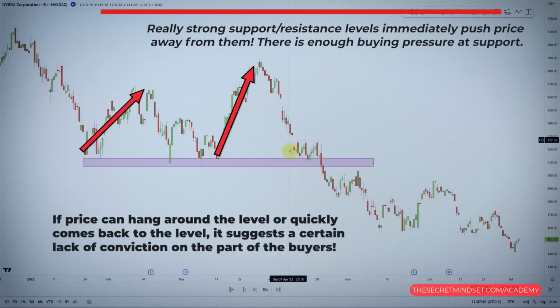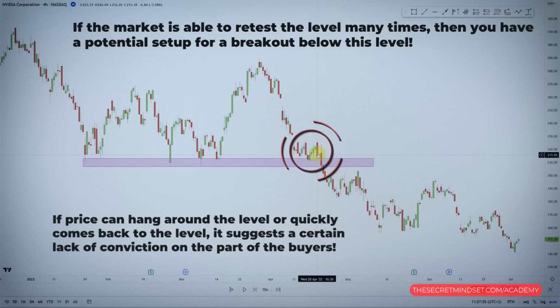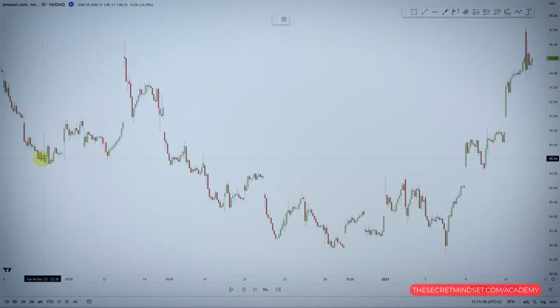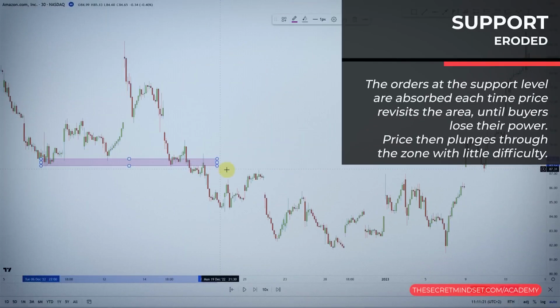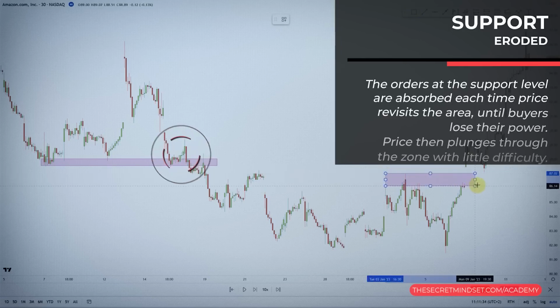If price can hang out around the level or quickly comes back to the level, it suggests a certain lack of conviction on the part of the buyers. If the market is able to retest the level many times, then you have a potential setup for a breakout through the level, a move below it. If you look at this example, the orders at the support level are absorbed each time price revisits the area, until buyers lose their power.